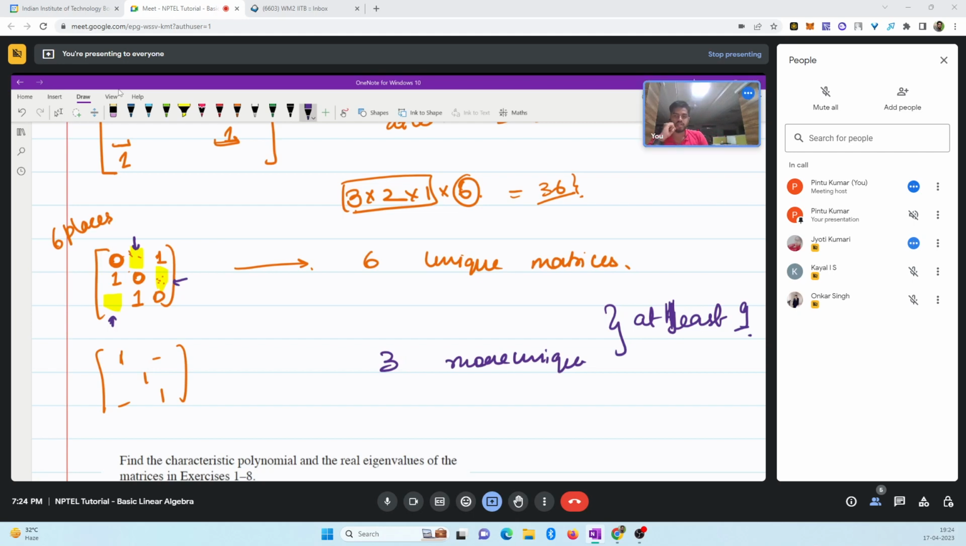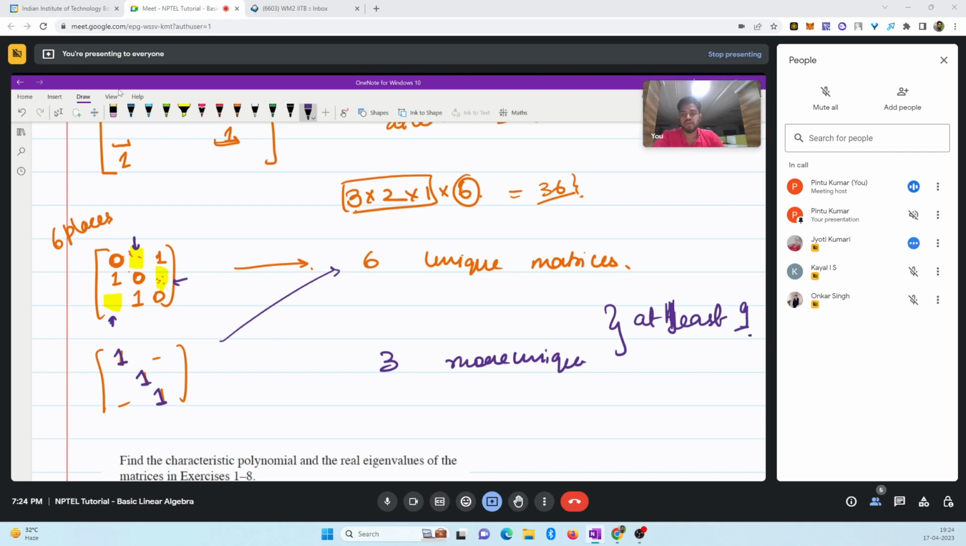So did you understand how I got this 6 in the first place? If I placed 1 1 1 on the diagonals, and if I place 1 anywhere else now, only one 1 I have to place, and I have 6 choices to place. So the matrix that I'll obtain will always be invertible. This thing you agree? Yes, sir. So we have 6 matrices by that method.